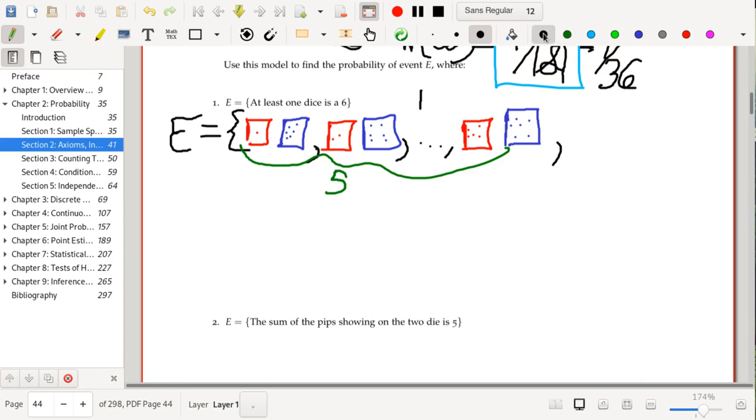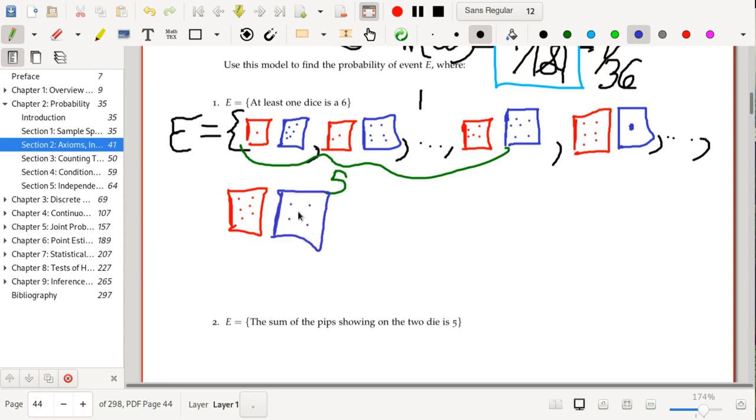Okay. So next up, we will now make the red die 6. So we've got 1, 2, 3, 4, 5, 6, and the blue die is 1. And just keep carrying on with this logic until we get where the red die is 6 and the blue die is 5. And finally, we have one last outcome where both the red die and the blue die are 6.